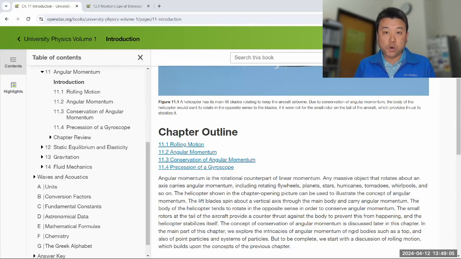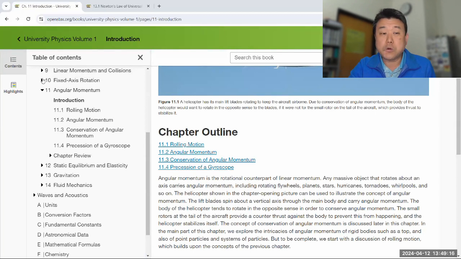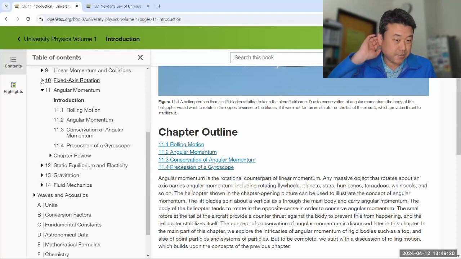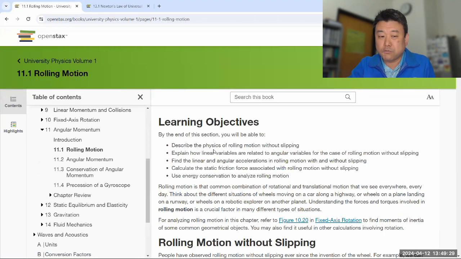This is the chapter overview video for chapter 11, Angular Momentum. Your textbook breaks up the topics a little bit weirdly. I would have covered Angular Momentum alongside fixed axis rotation, but your textbook splits it off in its own chapter, and then it puts rolling motion into this chapter, which actually doesn't have to have anything to do with angular momentum. But in any case, it's there.